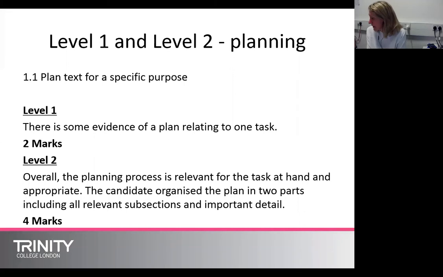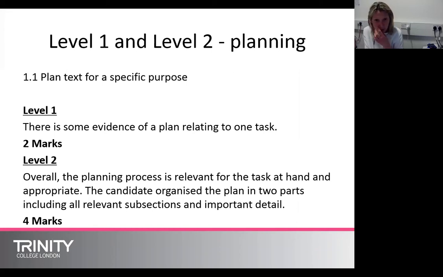Looking at the plan at level 2, you would be able to write something. It's organized into parts, and it includes all the relevant subsections and the detail that is important. So effectively you'd be able to write that piece of text looking at that plan, and it clearly shows that it helps the candidate with the completion of the task. So that candidate at level 2 gets 4 marks for that plan.